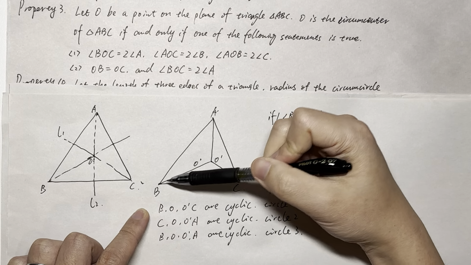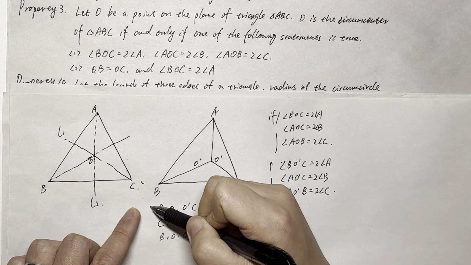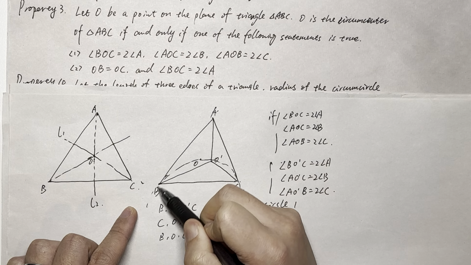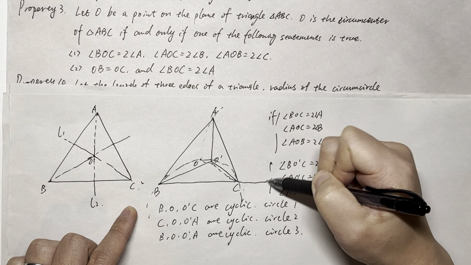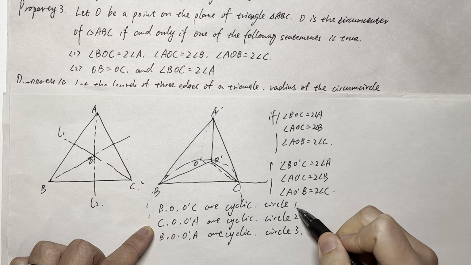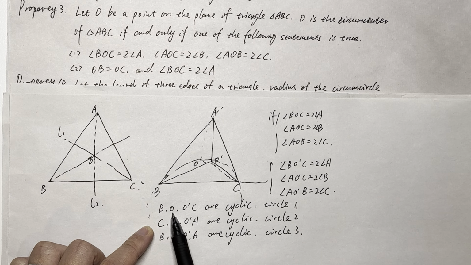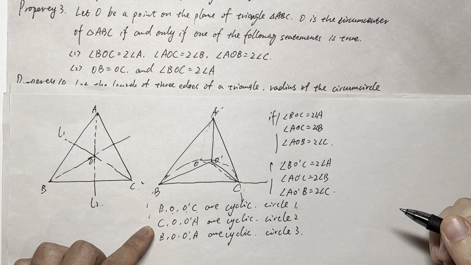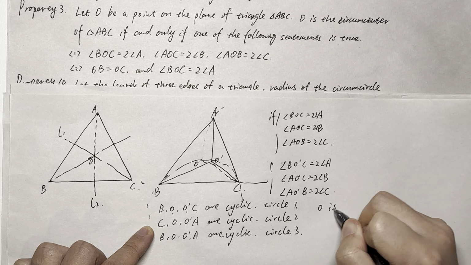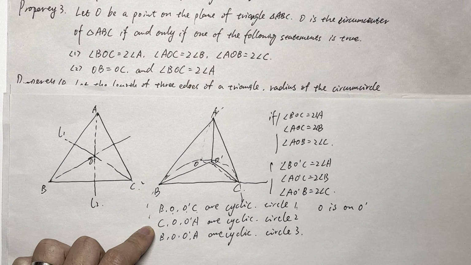See these four points are cyclic, and another four points are cyclic. That means in circle 1 and circle 2, O' and C are on two circles at the same time, which is impossible, right? So that makes the first assumption, that O is different from O', invalid, which means O is O'.